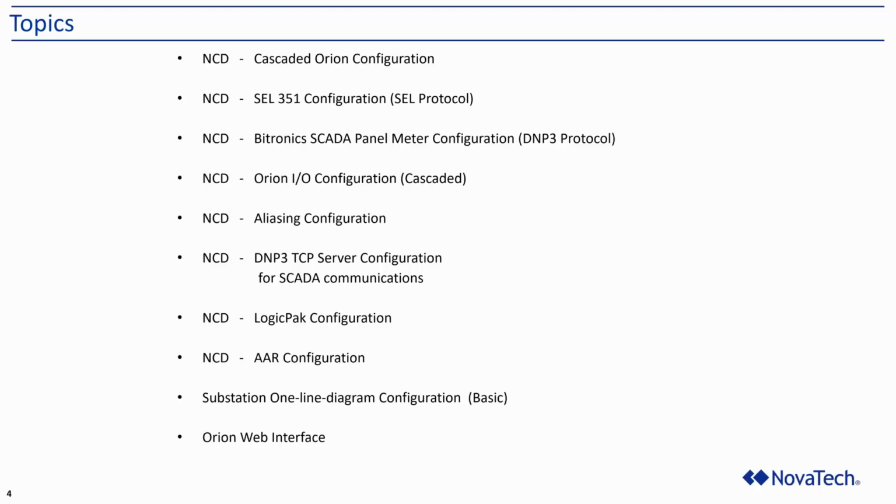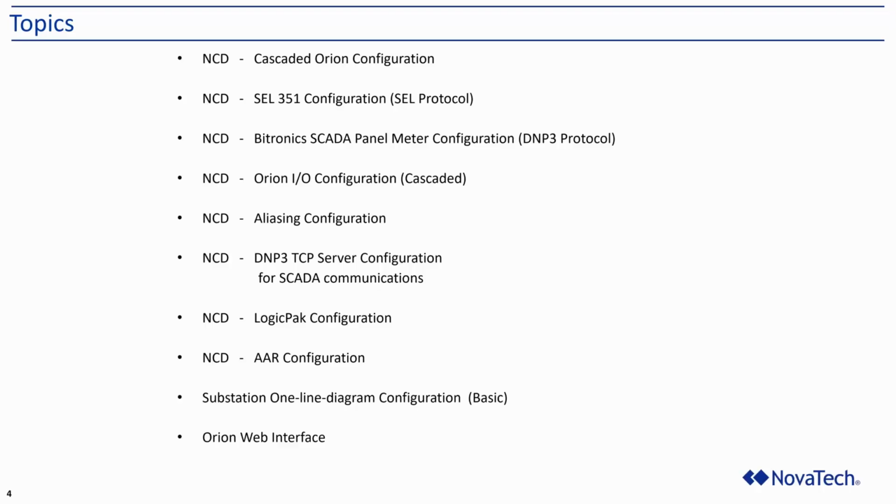Next, we'll configure a DNP slave port to talk to our SCADA master. And then to finish off the configuration side of things, we'll cover 3 different applications. The first application is going to be LogicPak, so we'll do some logic operations using that function. Next, we'll configure what we refer to as alarm archiving and retentive, so as to have a local historian at the substation level.